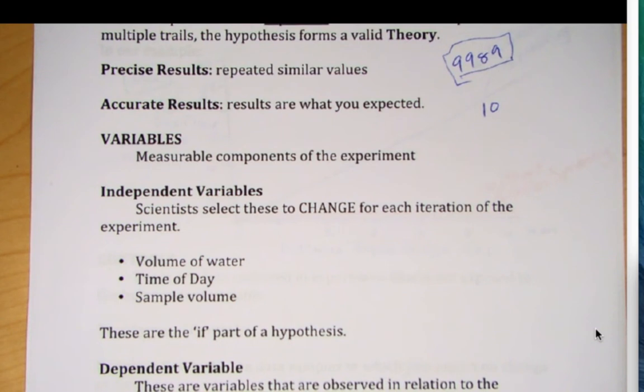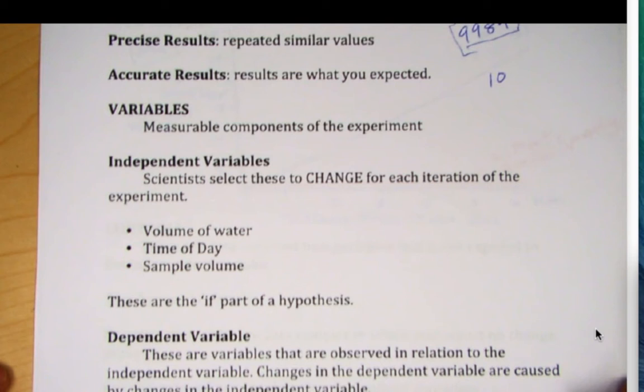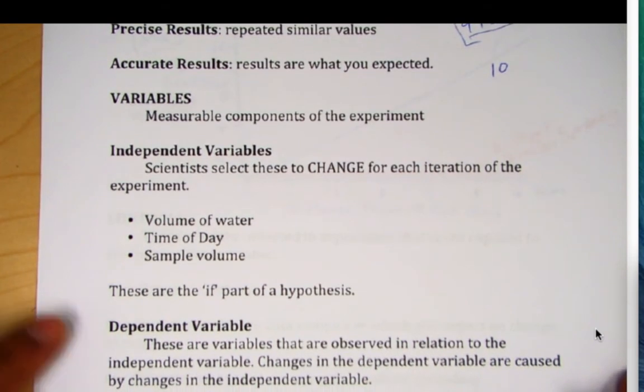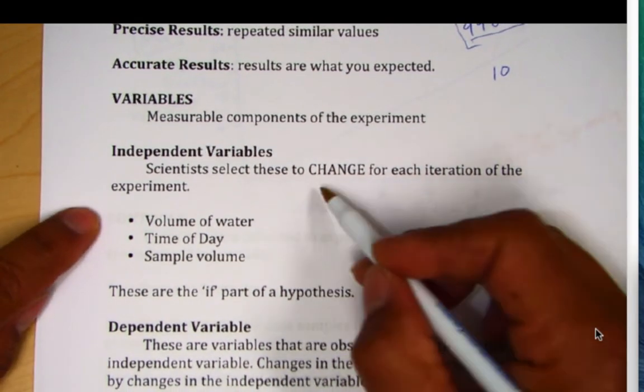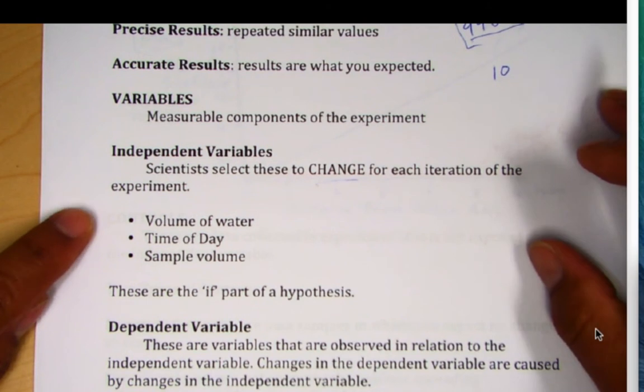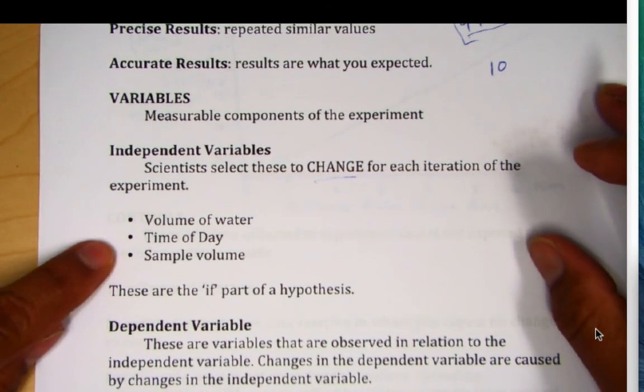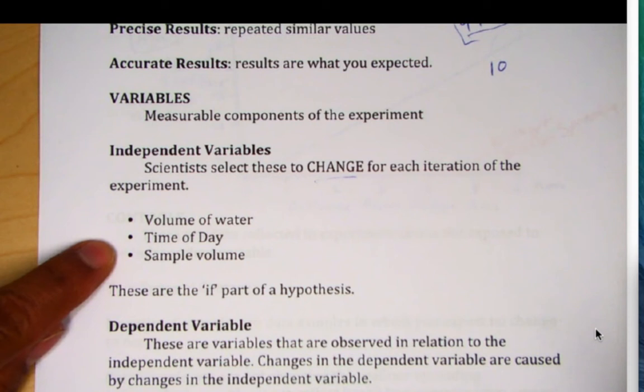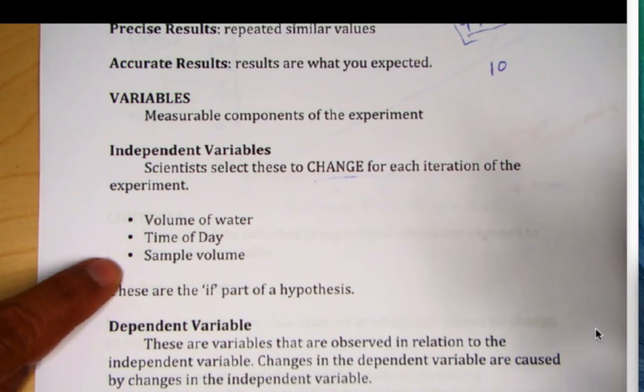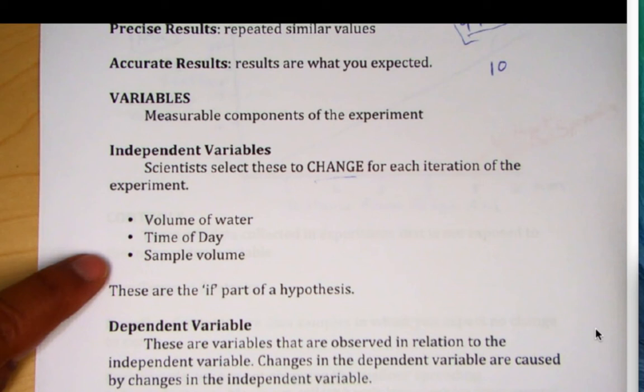You can change some, and you really only want to change one, right? In fact, let's look at the two types. There's independent variables and dependent variables. The independent variable is the one you want to change, right? If you're looking at fish in an aquarium, you want to change the volume of the aquarium, the time of day you're feeding the fish, the sample of food or nutrients you're giving them. So these are all variables you can change, right?